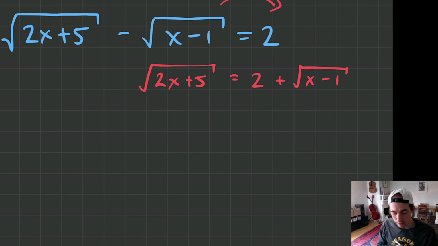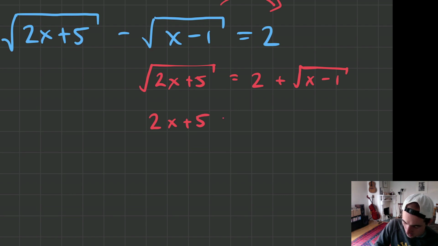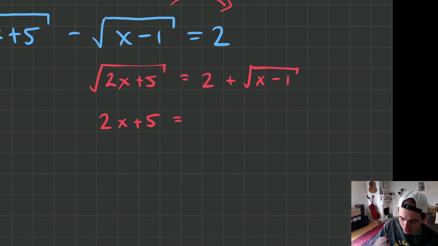Now that that one's isolated, I can square both sides of the equation. I really should be talking about restrictions first, but we'll ignore the restrictions for now. Let's just say that we figured them out. Later on, when we go back, we'll double check our solutions and make sure that they're consistent with the restrictions. Assuming everything works out, I'm going to get that 2x plus 5 is equal to, and I'm just going to square this directly.